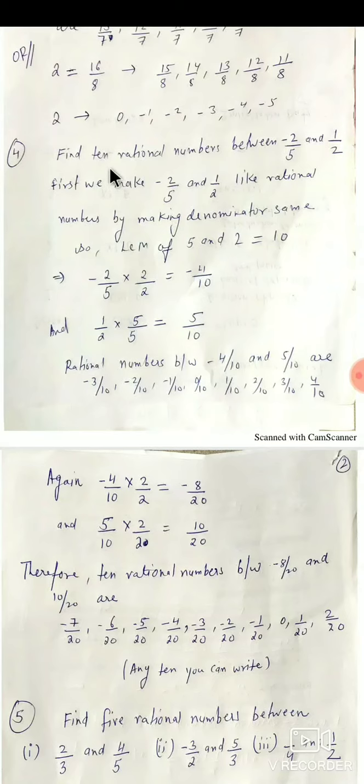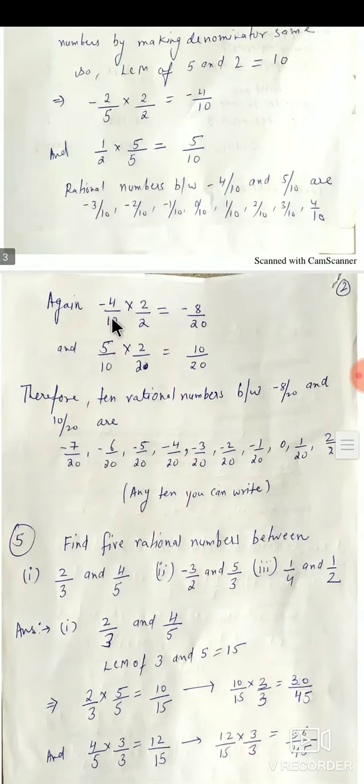But here the question says 10 rational numbers. So that means this is not sufficient. So what do we have to do then? This minus 4 by 10 and 5 by 10 can be further multiplied so that we can write down the required number of rational numbers. The minus 4 by 10 can be multiplied by any number. You can multiply by 3, 4, 5, 10, any number. Or in the beginning itself, minus 2 by 5 can be multiplied by any number. But here we do not get the required number of rational numbers.